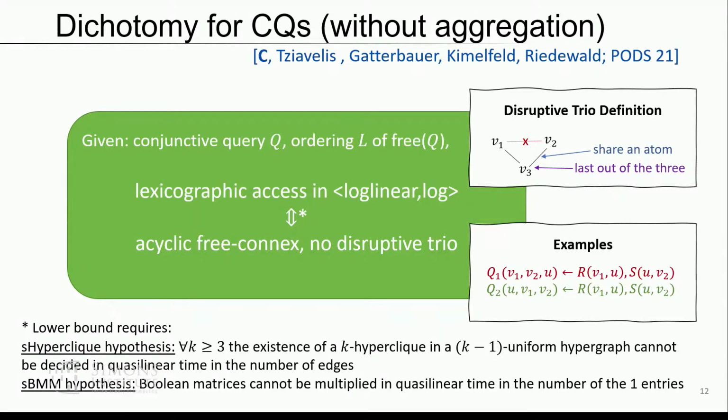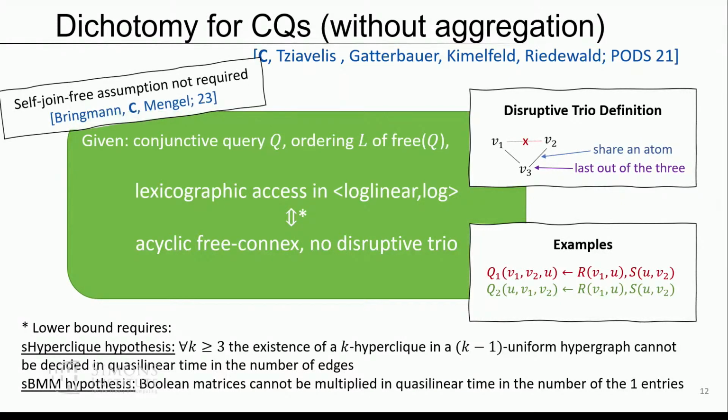If this holds, we have an efficient algorithm. If this doesn't hold, we have a hardness proof. This hardness proof, like all hardness proofs in the RAM model, requires some assumptions, but I don't want to spend too much time on these assumptions. They're very similar to assumptions that were used before for similar problems.